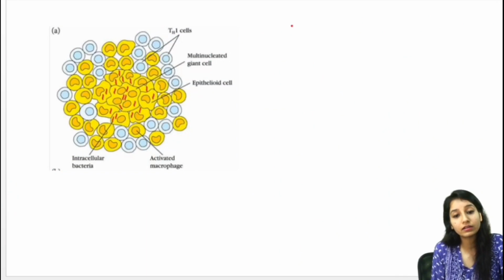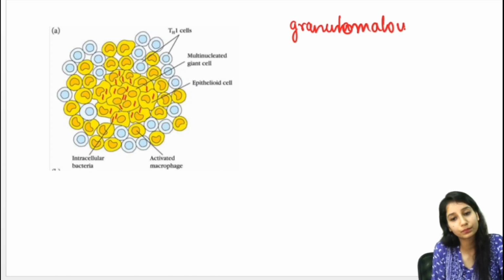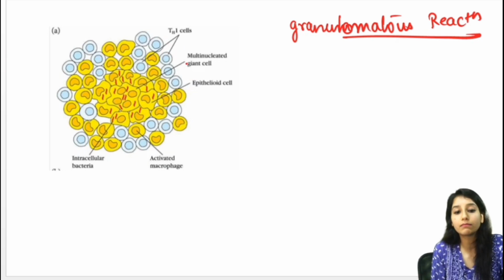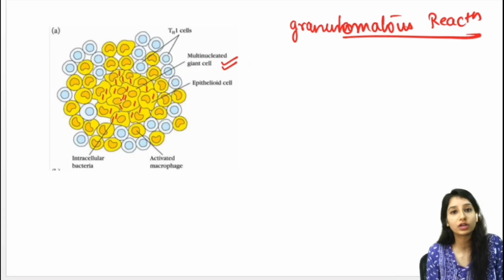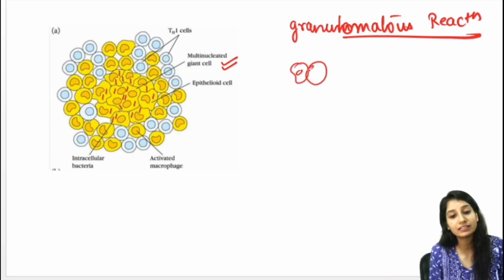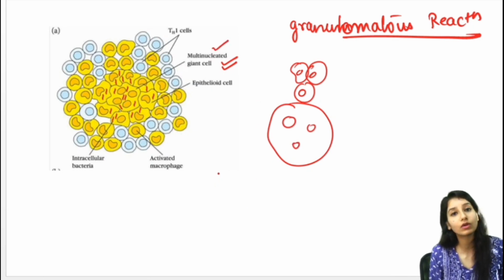And they will create a reaction that is known as granulomatous reaction. What will happen in granulomatous reaction is that a number of macrophages have become active. So some of the macrophages, what will they do? They will fuse together, and they will become a giant multinucleated cell. As many cells have fused together, one cell will contain a number of nuclei. So they have become multinucleate giant cells.